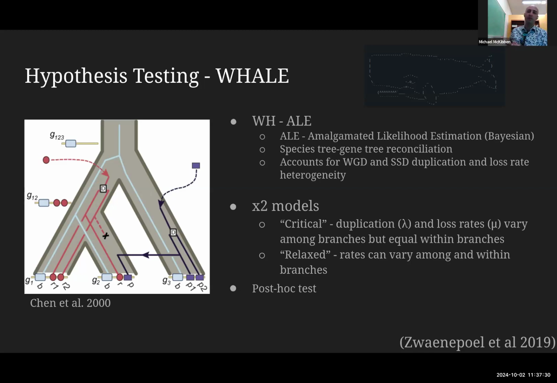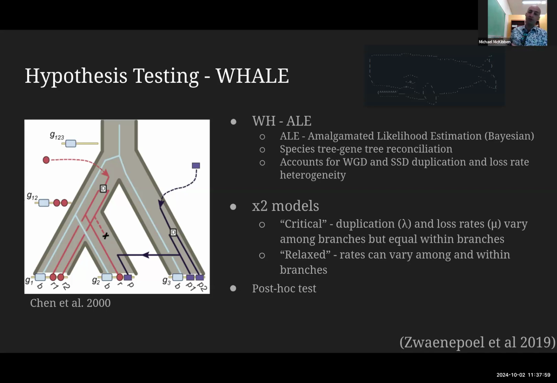ALE being an amalgamated likelihood estimation. This is a Bayesian approach where you basically represent a cloud of probabilities for different gene tree topologies based off of a given alignment. You can then use them for gene tree to species tree reconciliations. And the benefit of this is it allows you to not only estimate rates of whole genome duplications, but also the background rate of small scale duplications, which can have a lot of heterogeneity across your phylogeny.